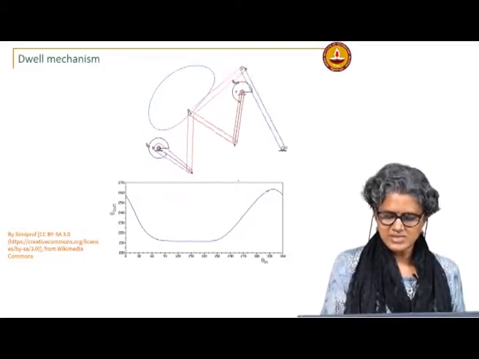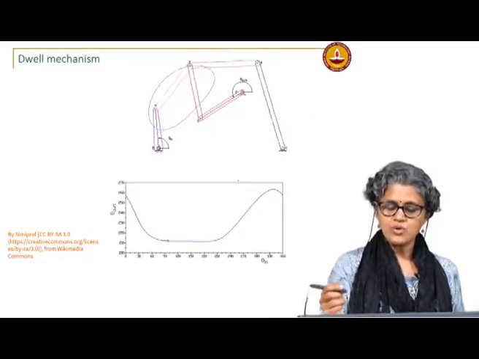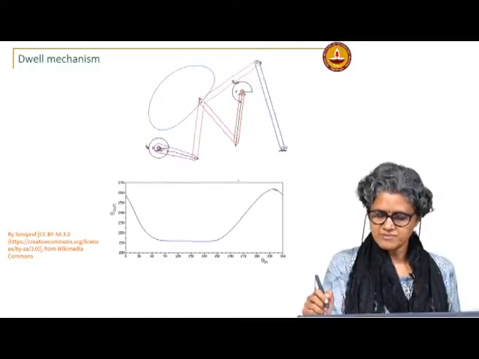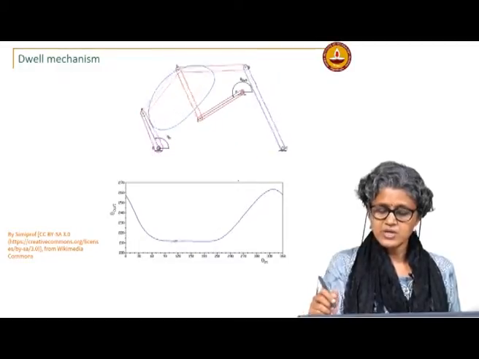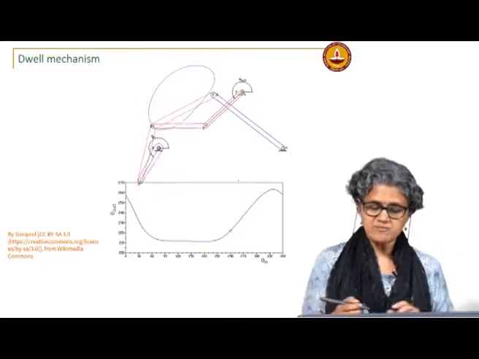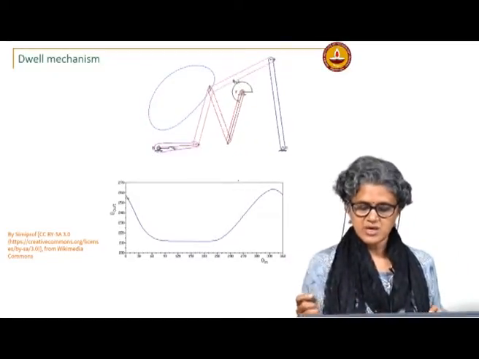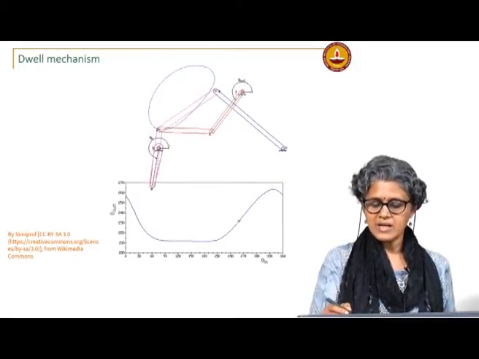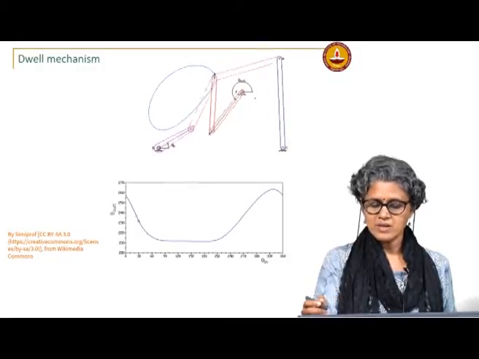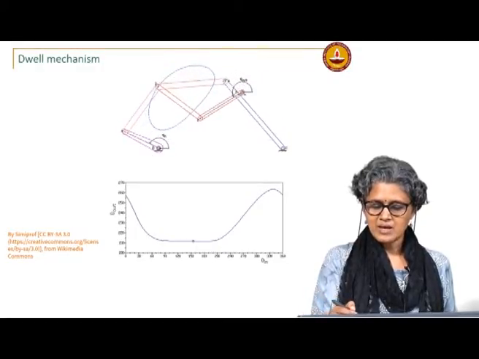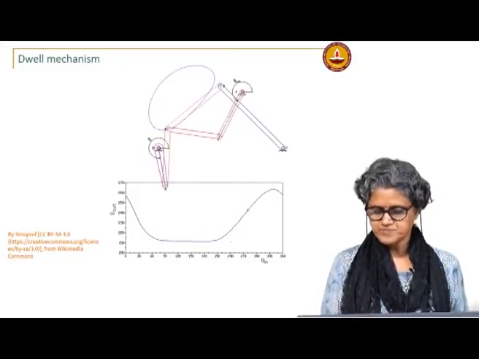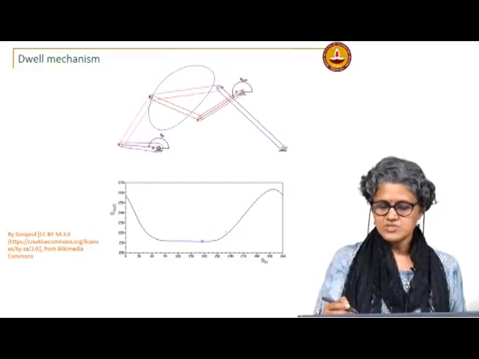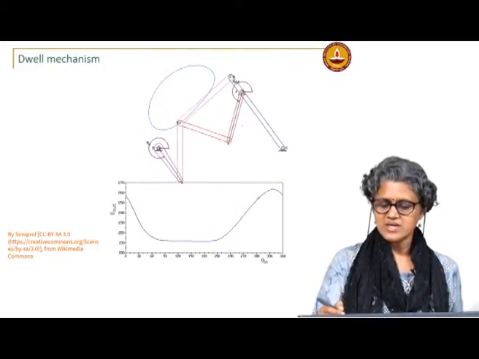And here is a nice animation of this. So, we can use the coupler point, the coupler curve, to design these kind of dwell mechanisms. So, look here, you have theta in, and you have theta out. You see that for a certain period of time, theta out remains more or less the same. If you look here, you can see this link does not move.